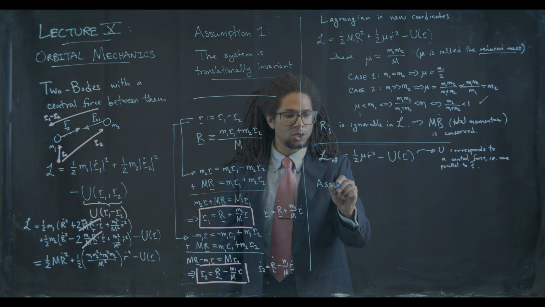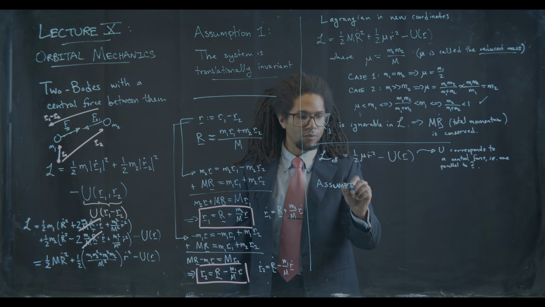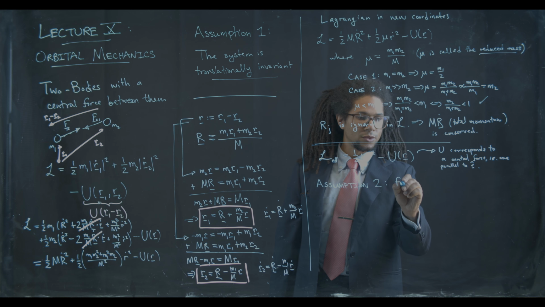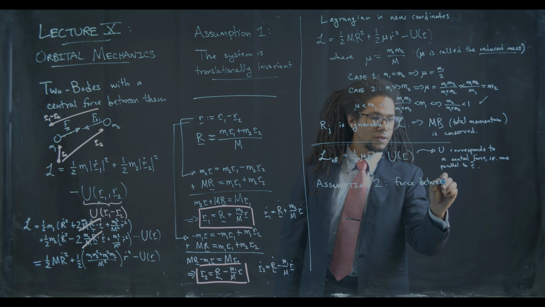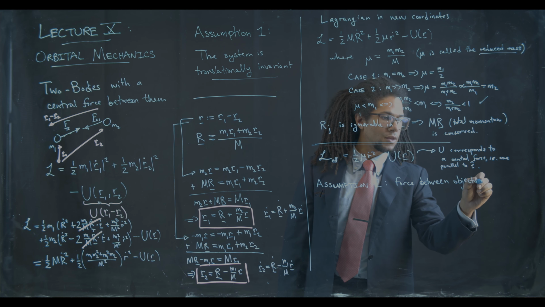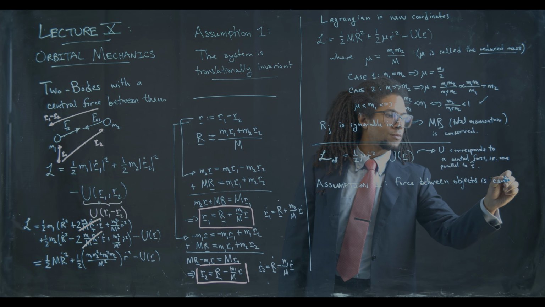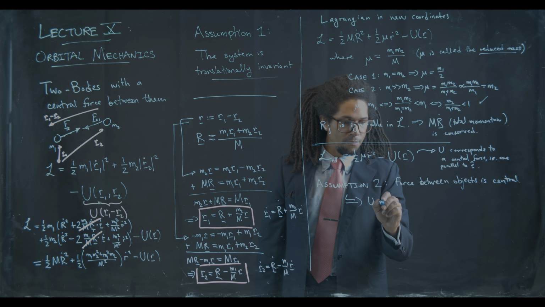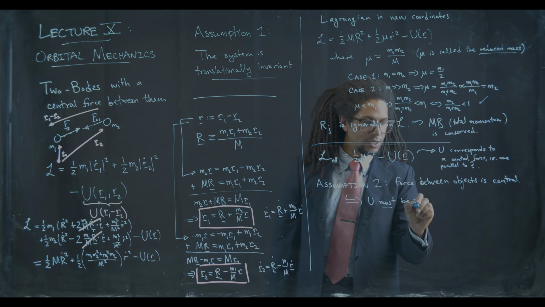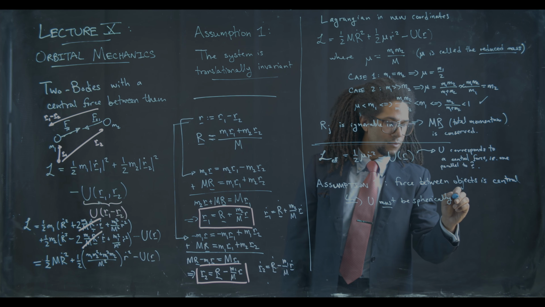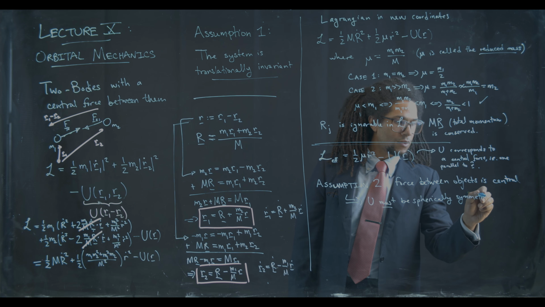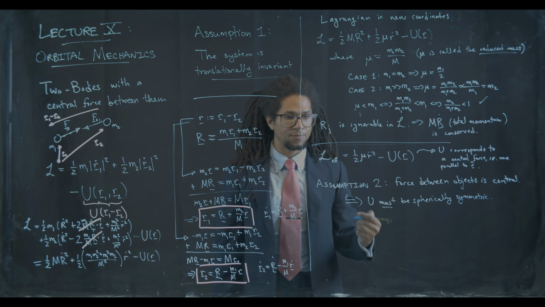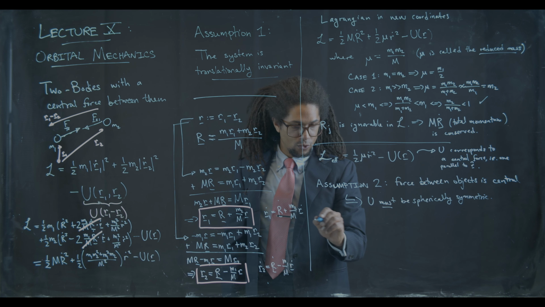So let's write down that assumption 2 is that the force between the objects is central, and that this assumption implies that U must be spherically symmetric. Now this is hugely important because it means that I can work in spherical coordinates for the r coordinate system. So now let's rewrite in spherical coordinates.